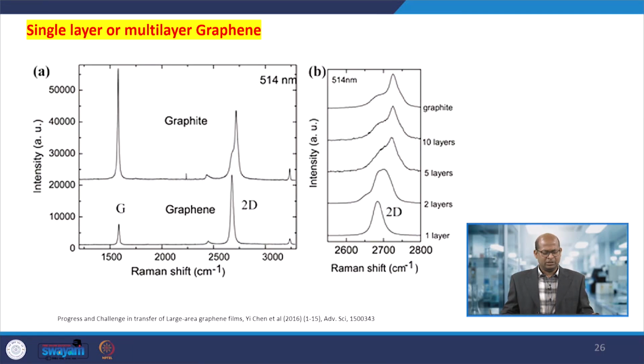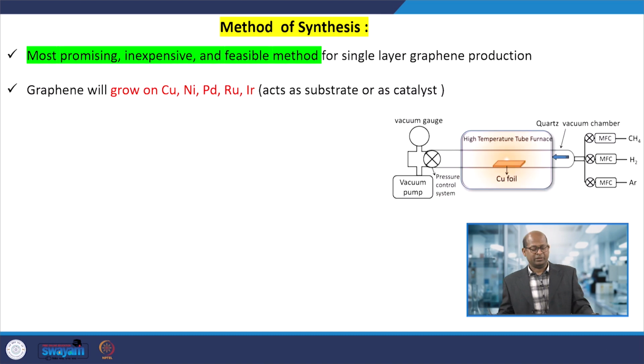These are the characterizations. How can we distinguish them, one layer or multiple layers, meaning graphene and graphite? Here the basic setup or schematic is shown. As I said, we can use copper materials or copper foils, or any other metals, as a substrate or as a catalyst to grow the graphenes.